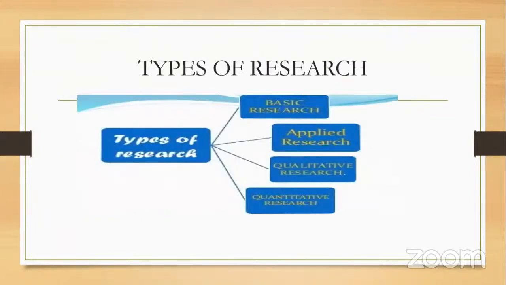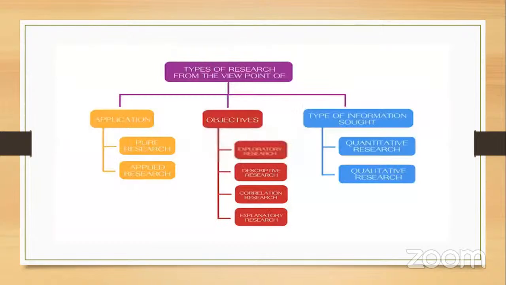And after that, we can come to the point. There are various types of research, but basically we will discuss here the main research types. Here you can see on the screen: basic research, applied research, qualitative and quantitative research. If we are talking about the types of research, we can move to the next slide. Types of research, because there are various points of view, and on the basis of that we can see various types of research.